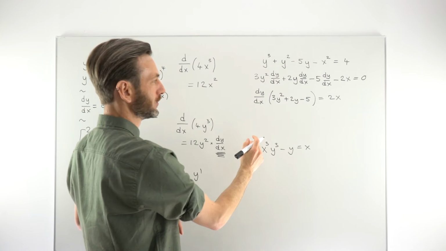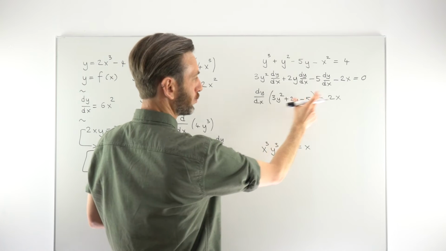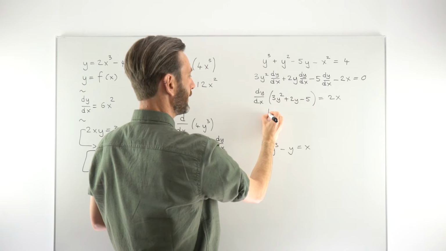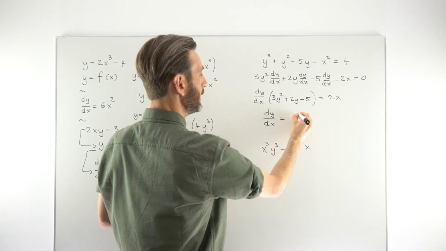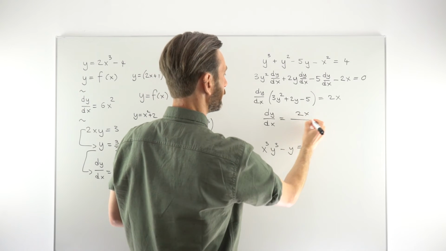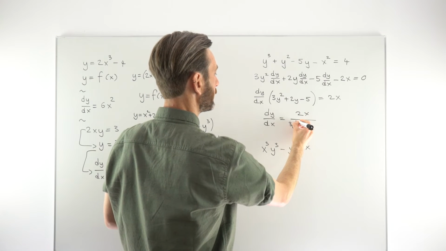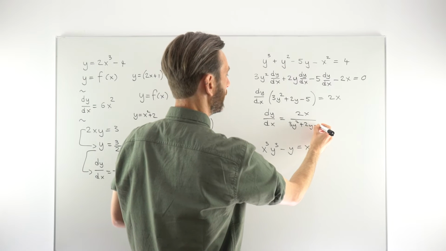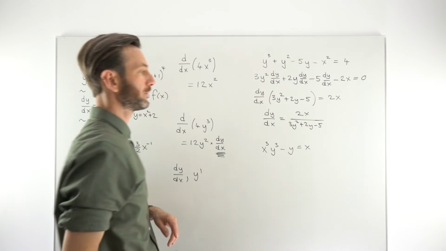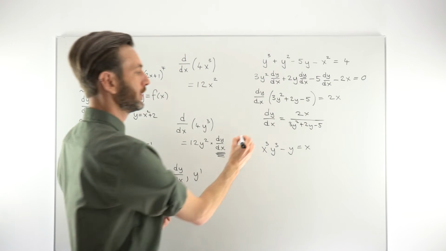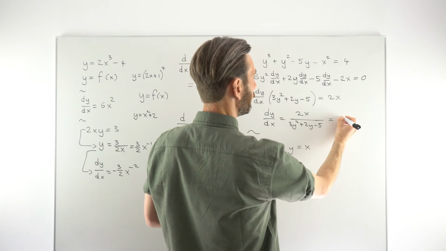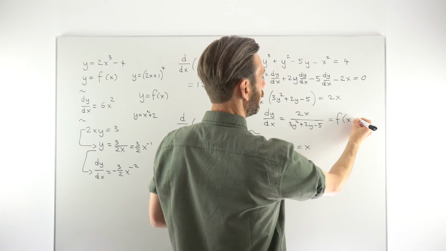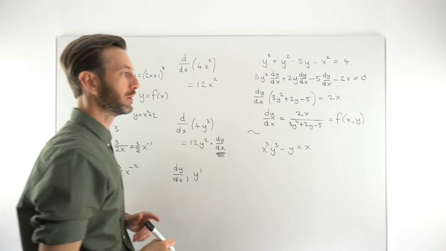Okay, so all we need to do now is divide this bracket over to the other side, and that's going to give us dy/dx, which is what we're looking for, equals 2x over 3y squared plus 2y minus 5. So notice that the final answer, the final derivative, is given as a function of x and y. That's called a multivariable function.